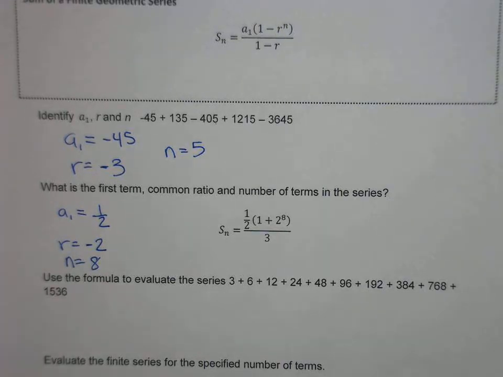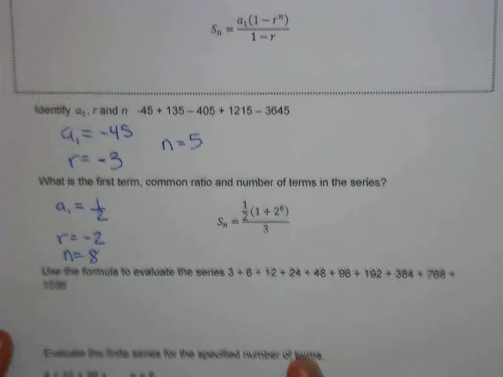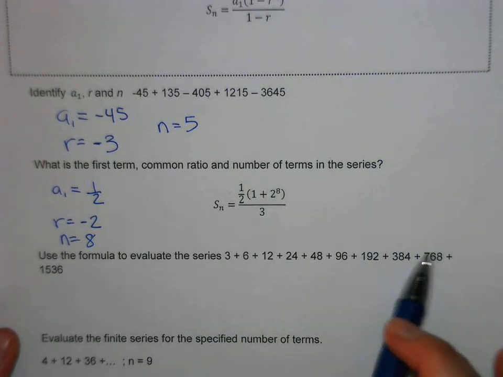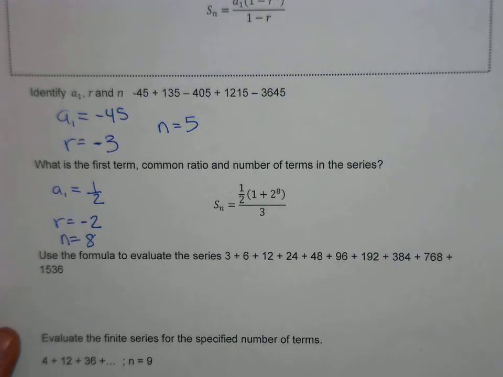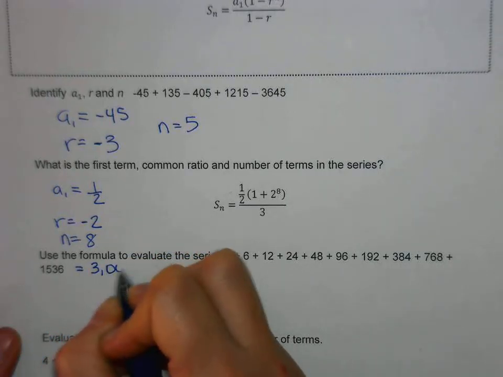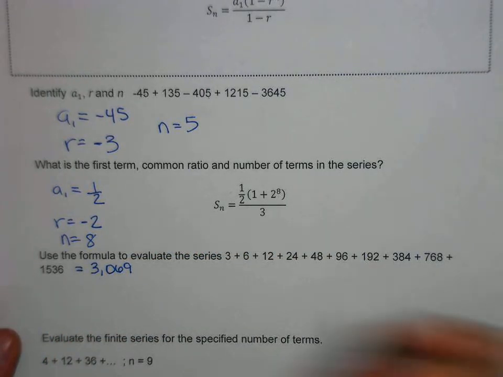So let's evaluate the series. What that means is if this is our series, we want to do 3 plus 6 plus 12 plus 24 and add those all together. If we just took our calculator and added them together, we're going to get 3,069. Let's just check it with our formula.